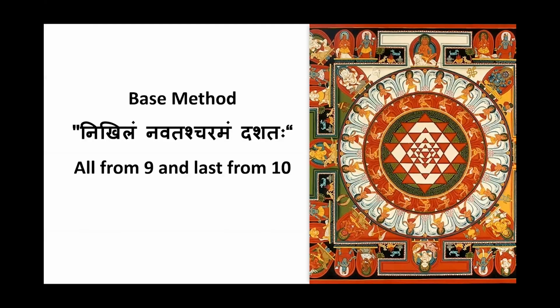Moving on to the next method, which is the base method. Nikhilam navatashcaramam dashatah, which means all from 9 and last from 10. This is one of the 16 sutras in Vedic mathematics. I'm going to call this the base method. Now, this method is really useful when the two numbers are closer to a base. The base could be 10, 100, 1000, 10,000.